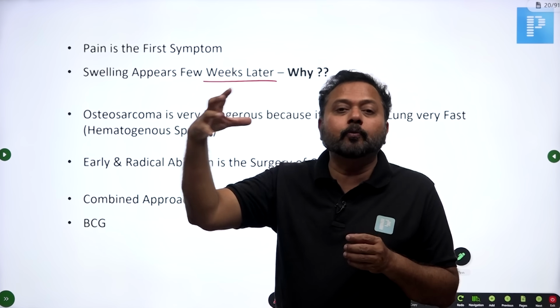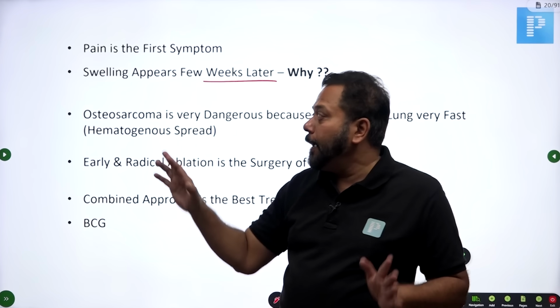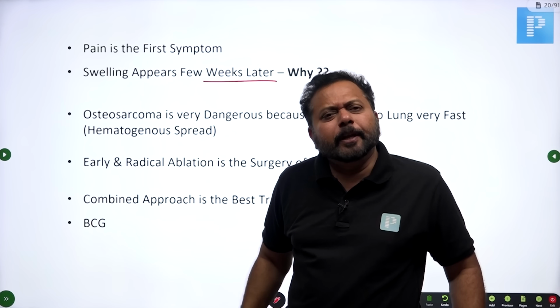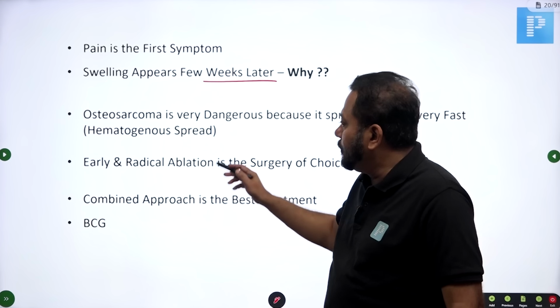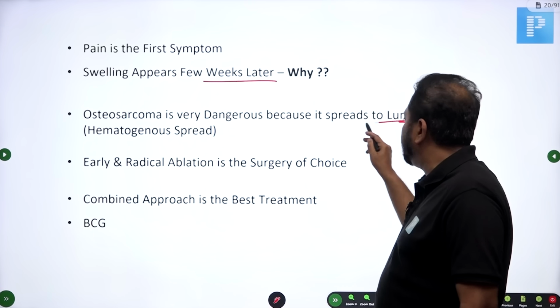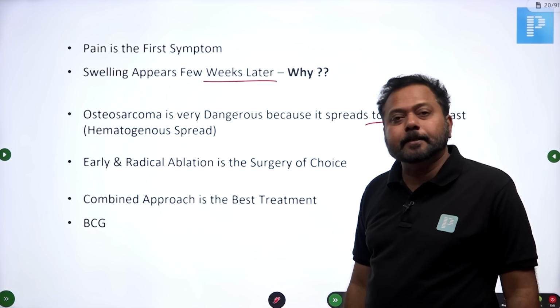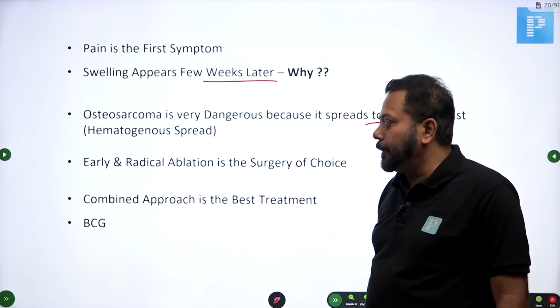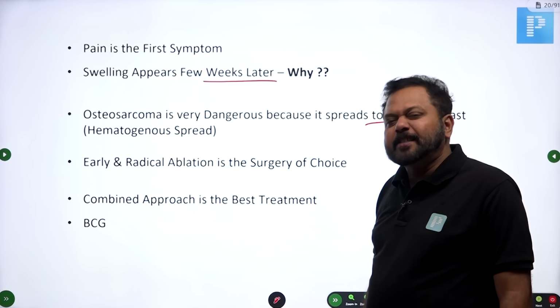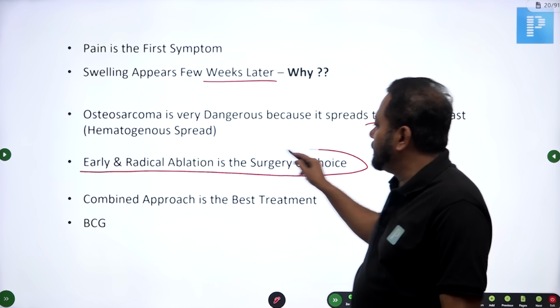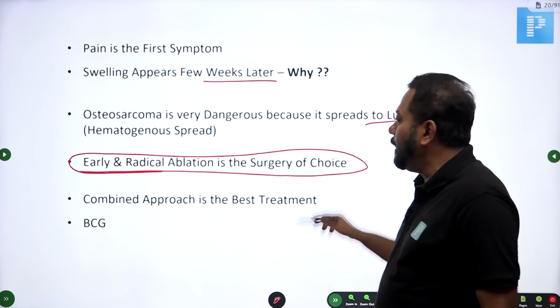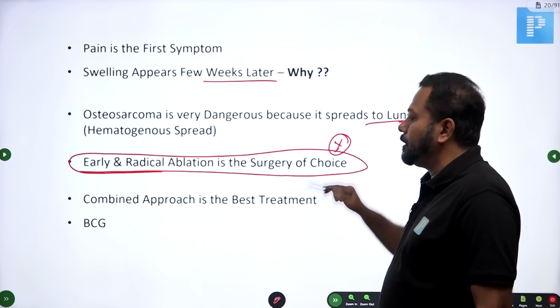So that will take a few weeks to a few months. Osteogenic sarcoma is very dangerous because it spreads through blood and goes directly to invade the lungs very fast. Once pulmonary metastasis happens, it is very difficult to treat. That is why the best thing is early detection, and radical ablation is the surgery of choice.